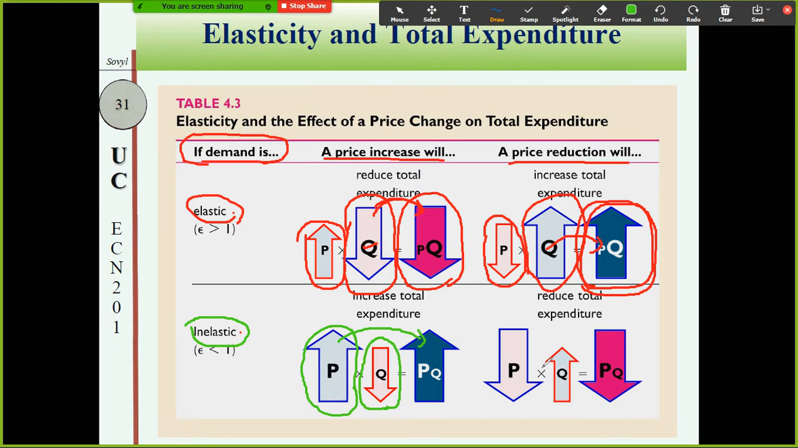Same thing when the price drops by a lot. Buyers will increase their consumption only a little bit, not too much. As a result, you can see that total expenditure dropped down. Total expenditure is affected by price. Okay, so to sum up, if your demand for a good becomes elastic, your total expenditure is affected by Q. But if your demand for a good becomes inelastic, your total expenditure is affected by P.